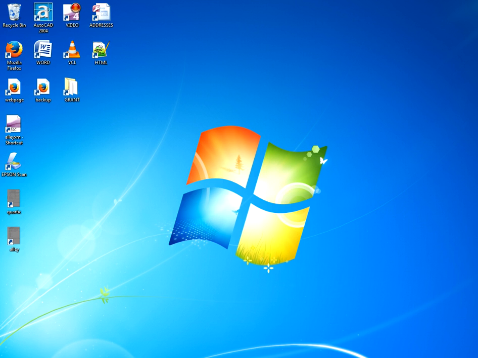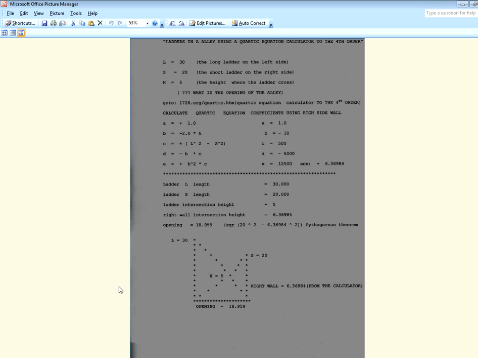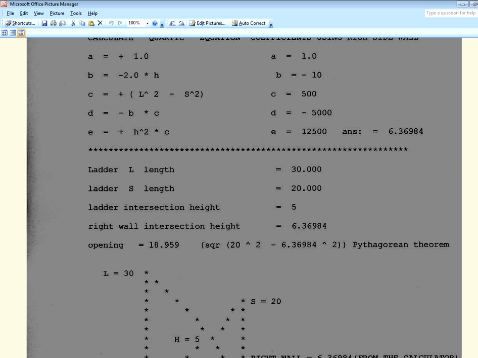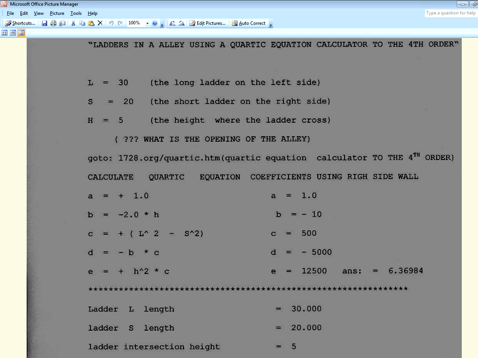Today I'm going to give you two examples on how to solve the ladders in an alley problem simplified. First, we're going to use the quartic equation calculator that's on the internet for nothing. So we'll start with that picture first. I'll try and make it a little bit bigger for you. And then we'll go up to the top.